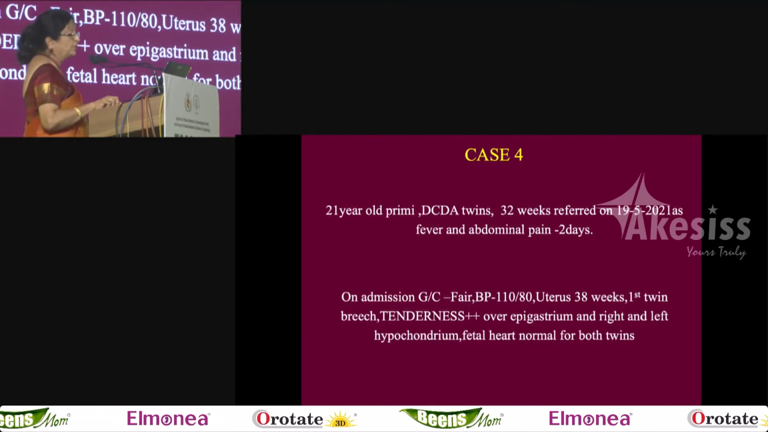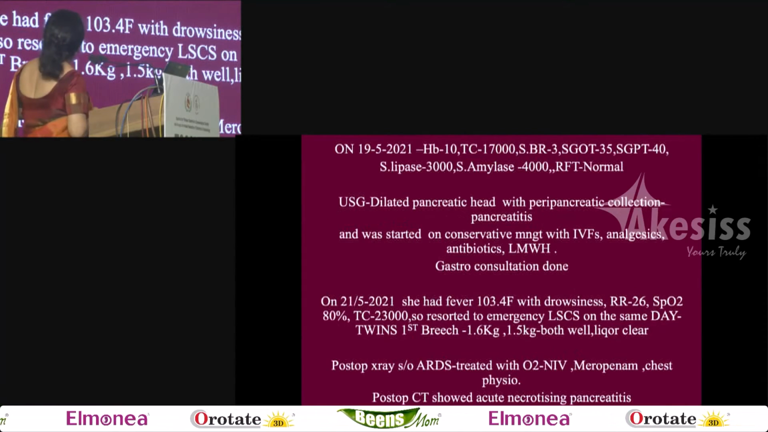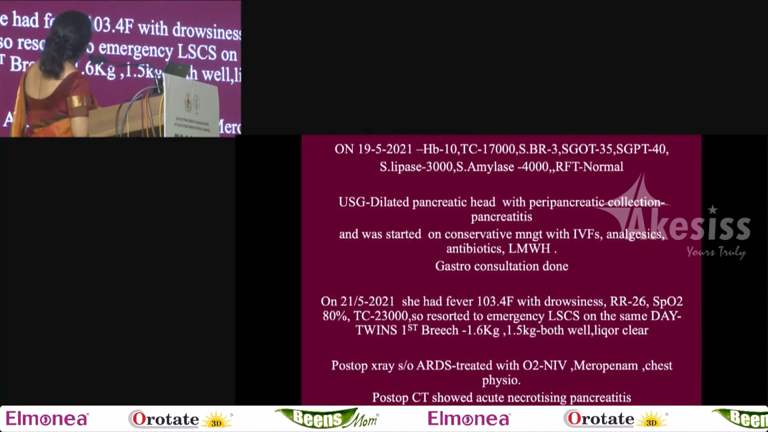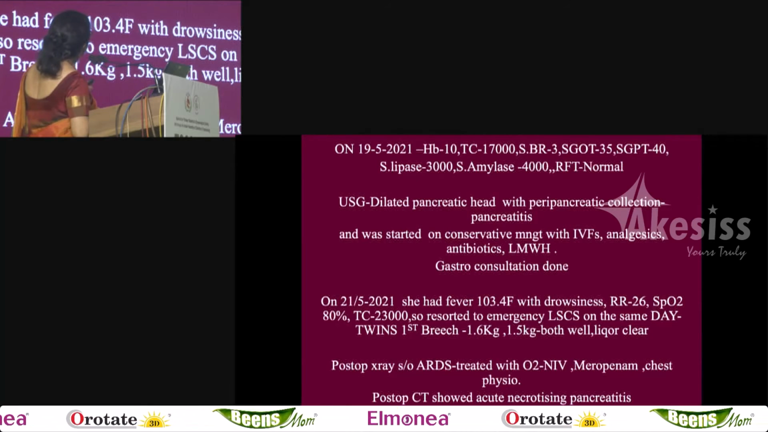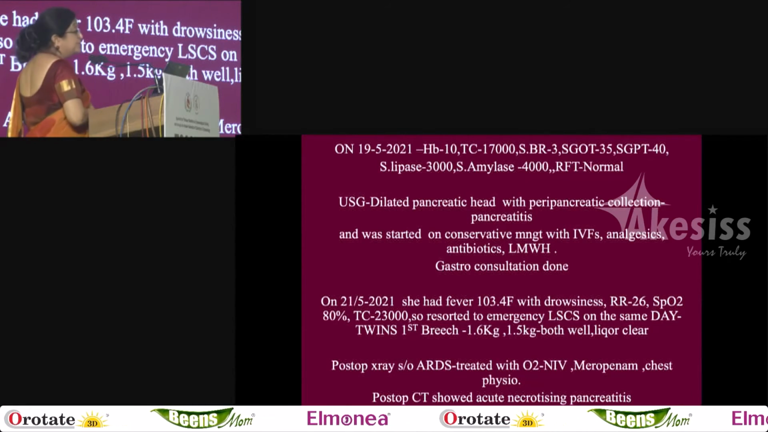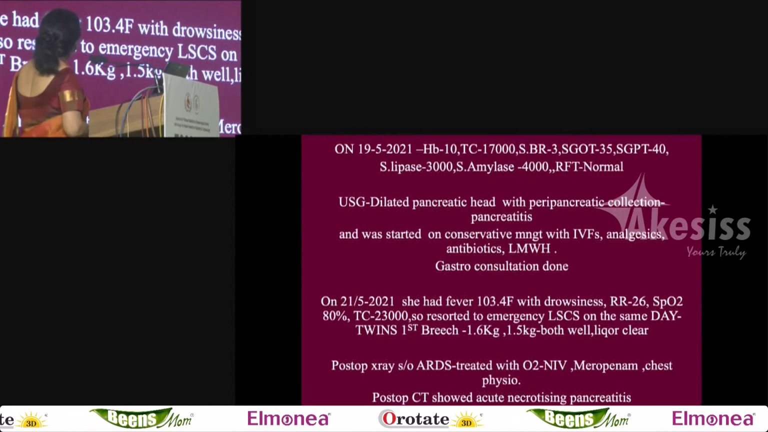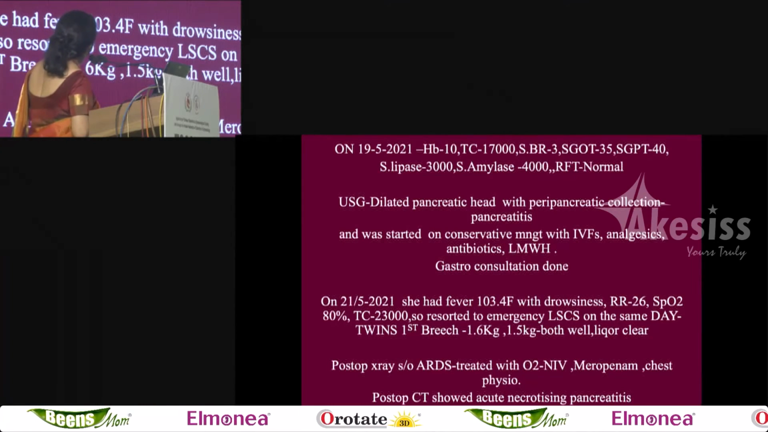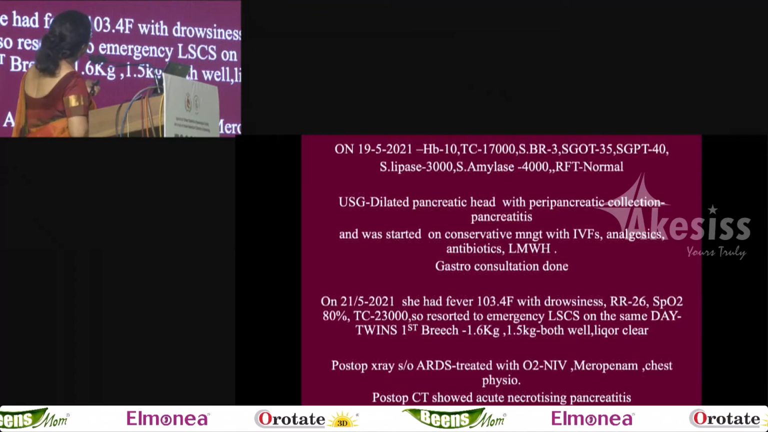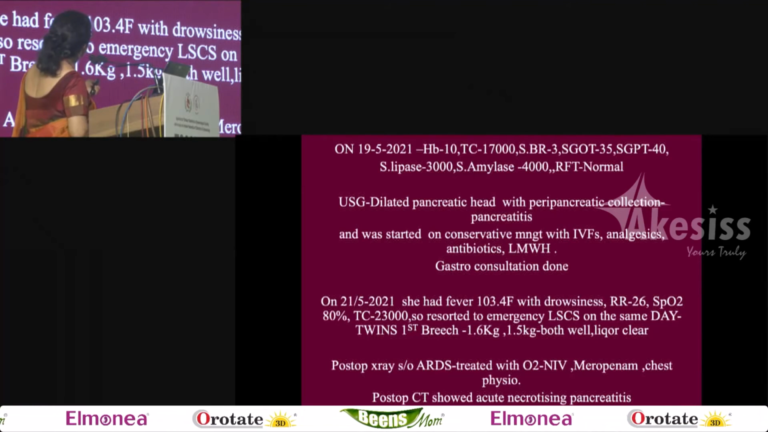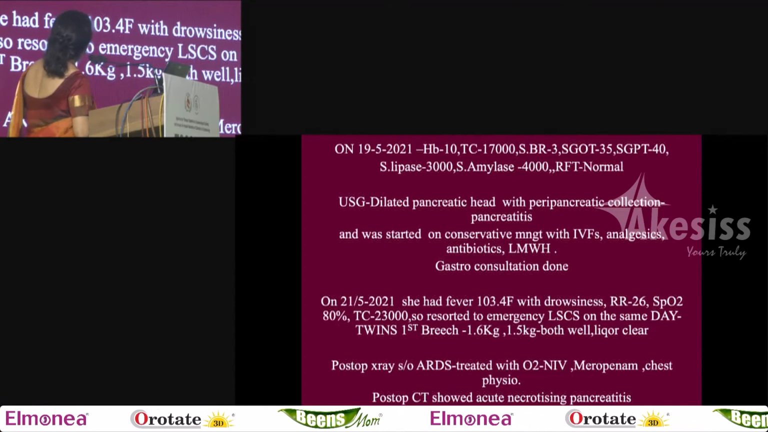And we were wondering what it was. On 19/5, her count was 17,000, bilirubin 3, SGOT, SGPT normal. But because it was in the upper abdomen, we did a lipase and amylase. Okay, see, both are grossly raised. The RFT was normal. So LFT was almost normal, RFT was also normal. So this was the pancreas.